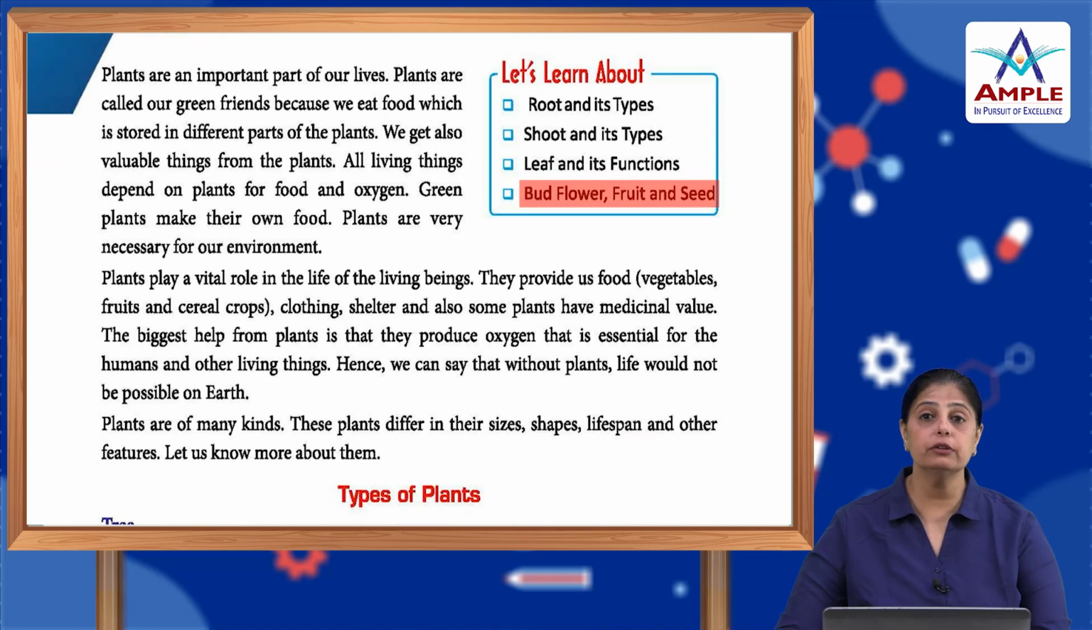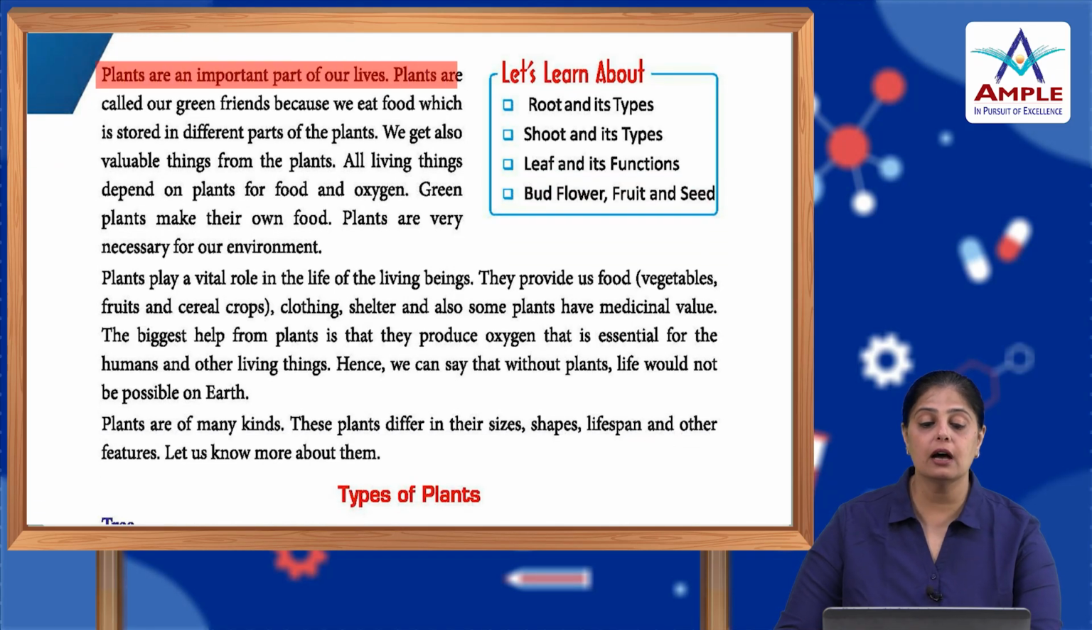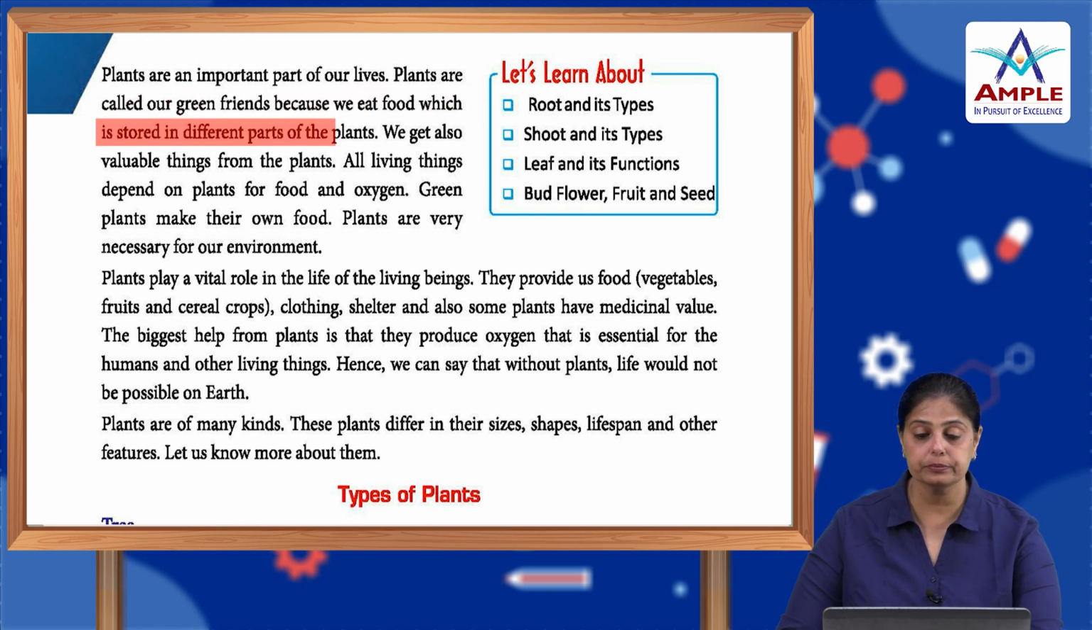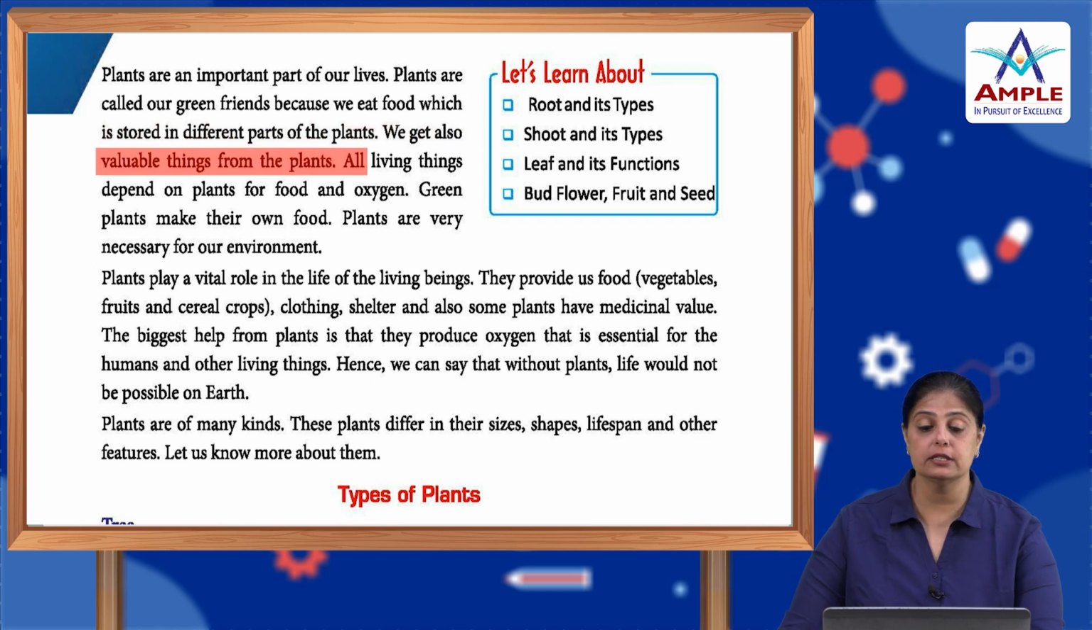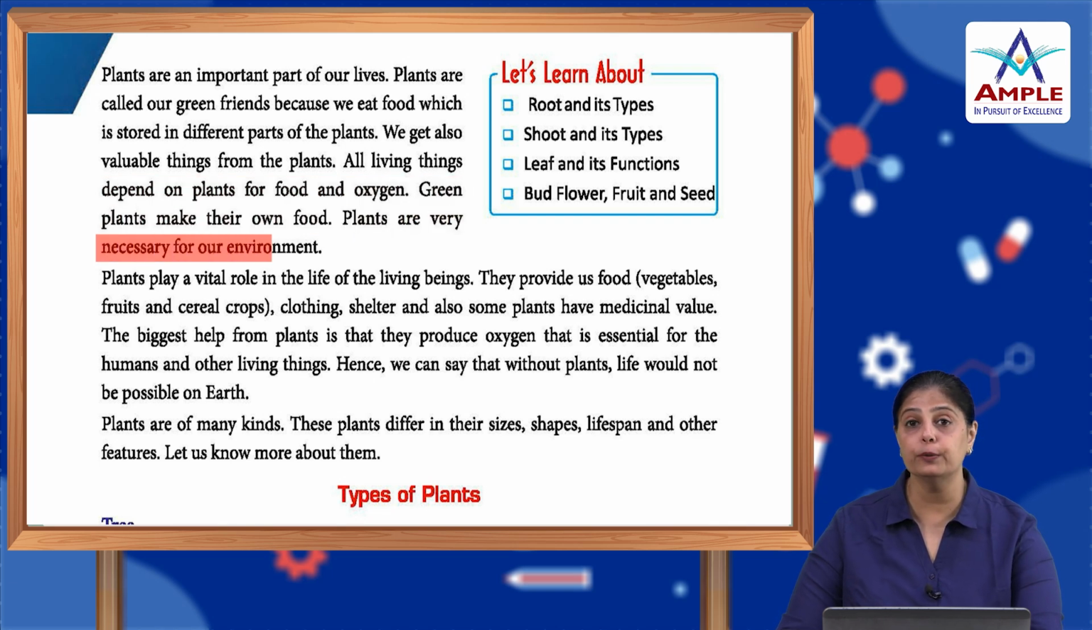Alright. So children, we all know plants are an important part of our lives. Plants are called our green friends because we eat food which is stored in different parts of the plant. We also get valuable things from the plants. All living things depend on plants for food and oxygen. Green plants make their own food. Plants are very necessary for our environment. So we've already known about these different characteristics of plants.